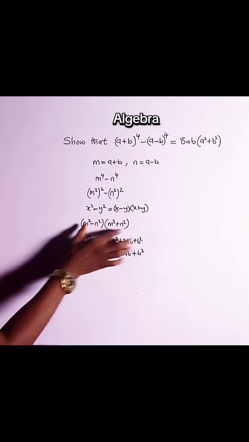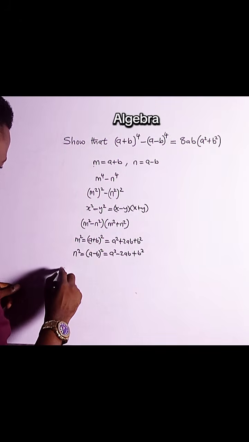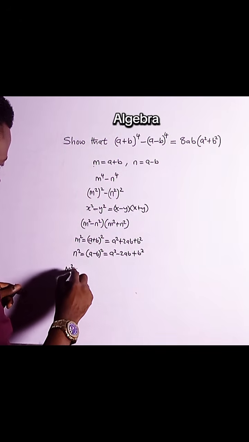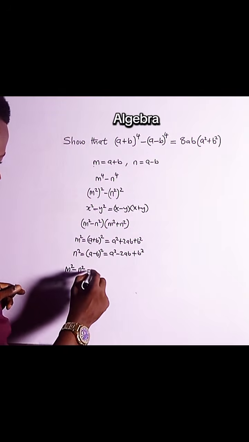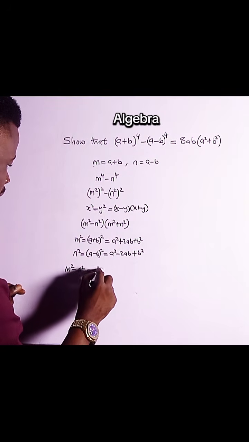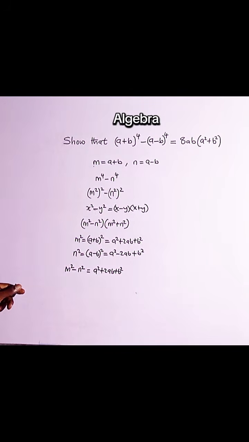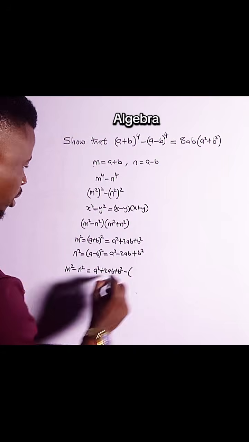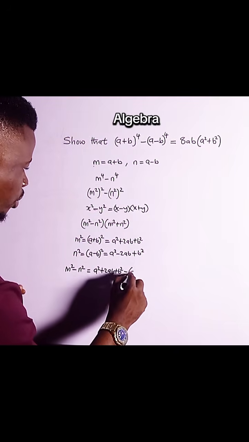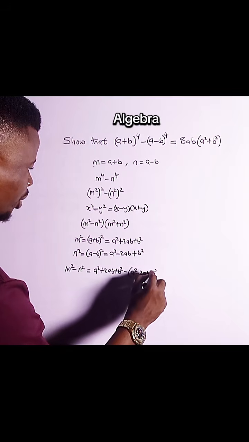For m square and n square in this expression above, let's do them one after the other. So how can we simplify m square minus n square? Your m square we say is a square plus 2ab plus b square, right? Then minus n square becomes minus, what's your n square? a square minus 2ab plus b square.